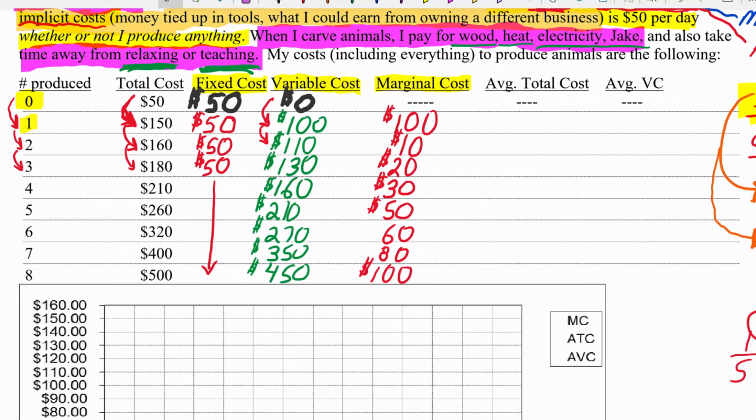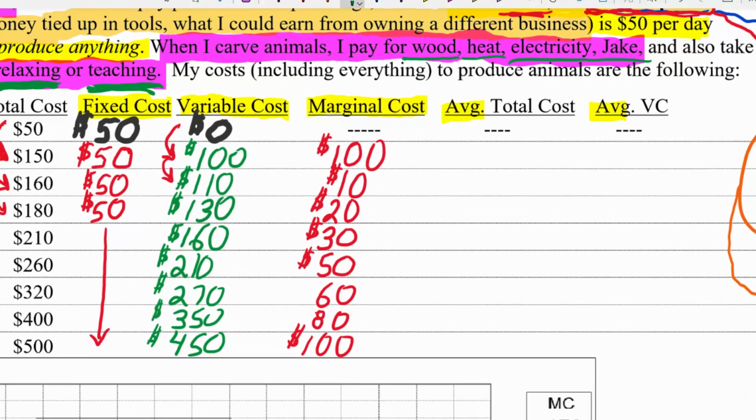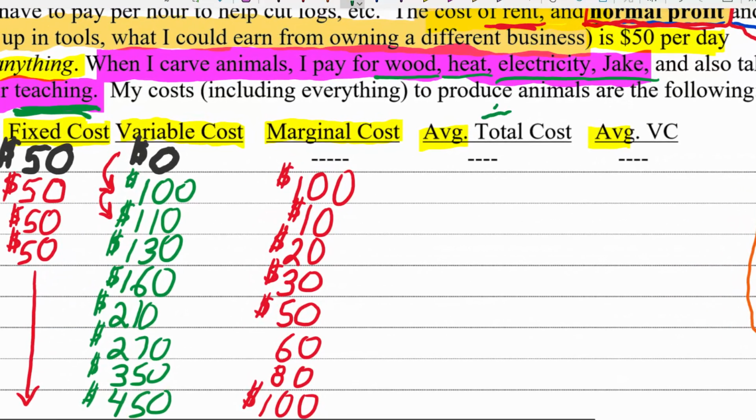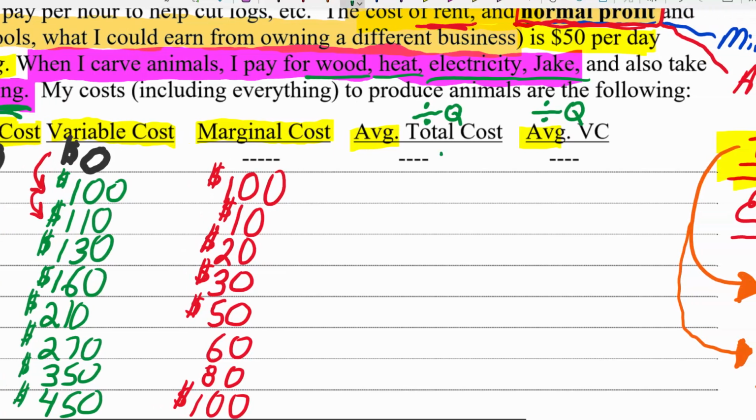So average total cost, whenever you see the word average, this prefix, average total cost or average variable cost, what we're saying is divide by quantity. So take that kind of cost and divide it by quantity. So average total cost is total cost divided by quantity. Average variable cost is variable cost divided by quantity. And what it gives us is that kind of cost per unit. Total cost per unit or variable cost per unit. Labor and materials cost per unit.